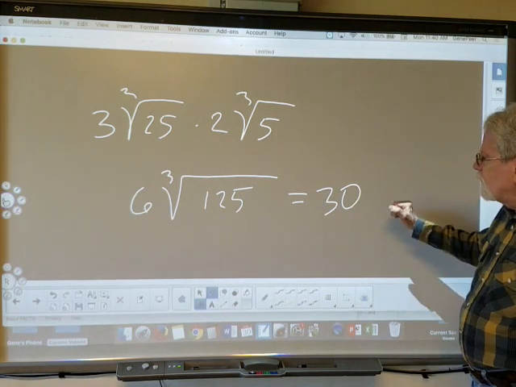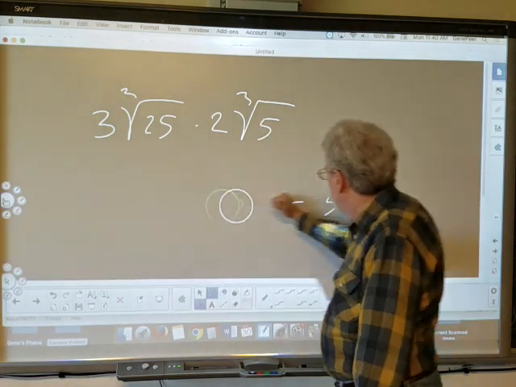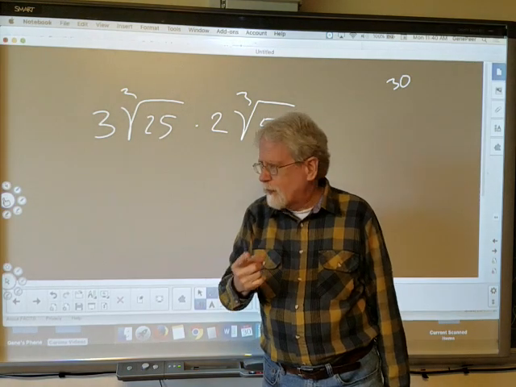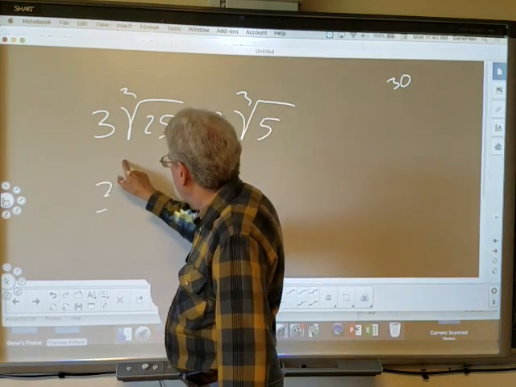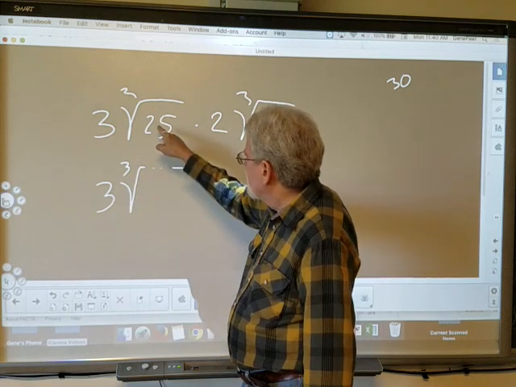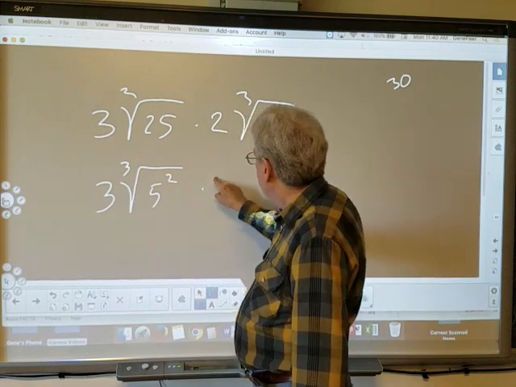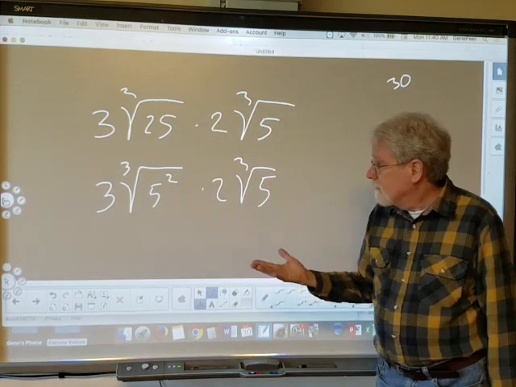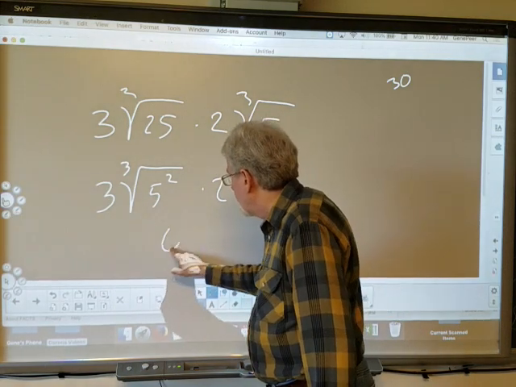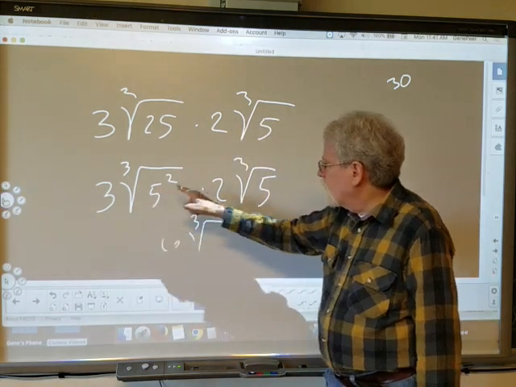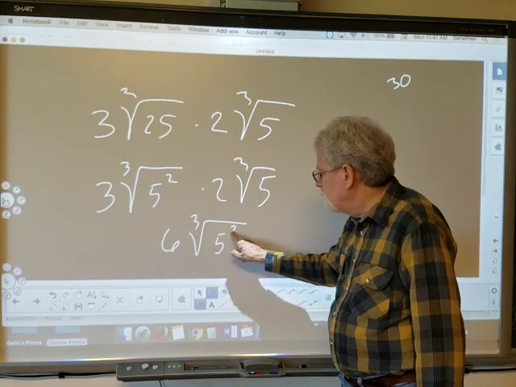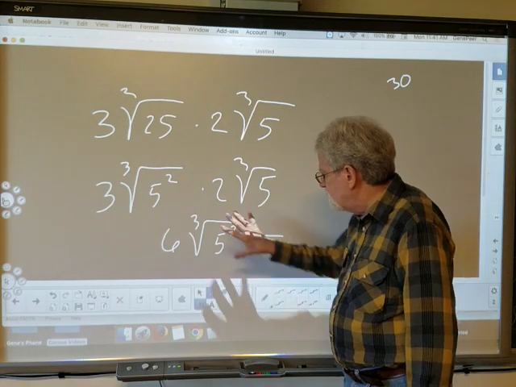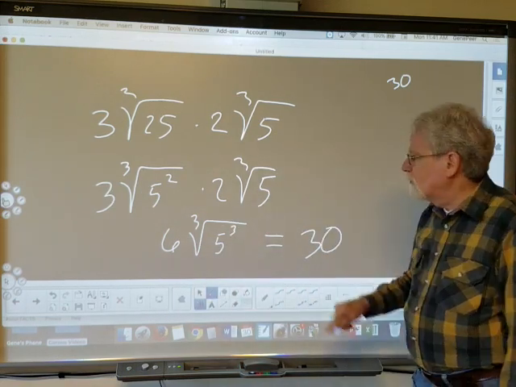But what the book writers want you to see is this. The book writers want you to get to that answer of 30 by thinking it through a different way for practice. And that would be, consider this to be the 3 times the cube root of 5 squared times 2 cube root of 5. And then perhaps in your head, or on paper, you change this to 3 times 2 is 6 cubed root of, what's 5 squared times 5? That's just 5 cubed, right? Uh-huh. And what's the cube root of 5 cubed? Oh, I see, it's 5. 5 times 6. Yep. Same result.